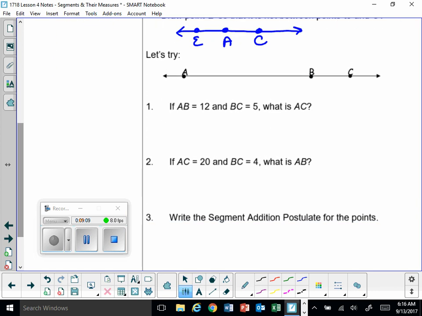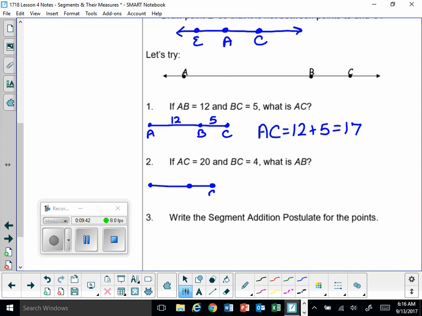Let's look at this problem here. Looks like I'm using the same diagram for both 1 and 2, so I'm going to just sketch it, nothing fancy, so that I can label it. If AB is 12 and BC is 5, what is AC? Well, the part plus the part equals the whole, and the length of AC would be 17.